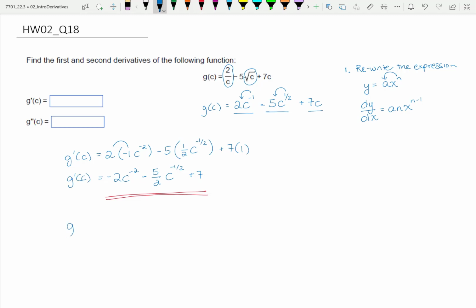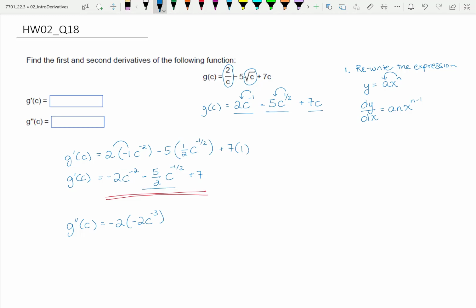Now for my second derivative, I'm going to do the derivative of the first derivative. So looking at our first term, negative 2c to the power of negative 2. Negative 2 is my coefficient. It's just more of the power rule. And then I pull back that exponent times negative 2c to the power of negative 2 minus 1 is negative 3.